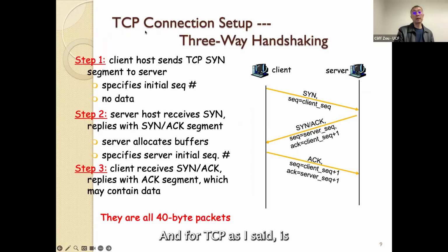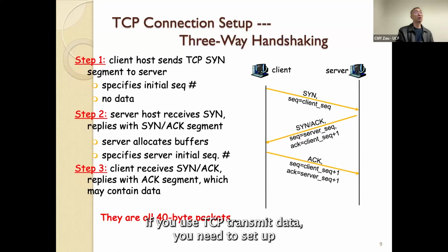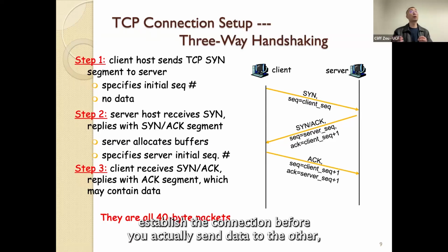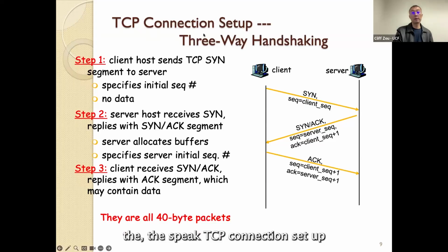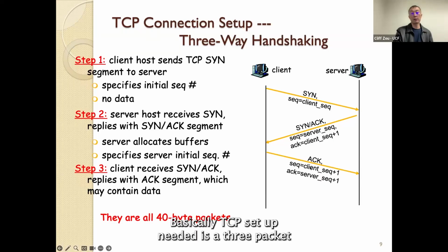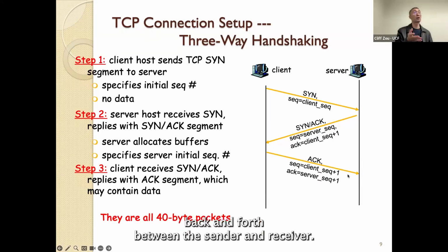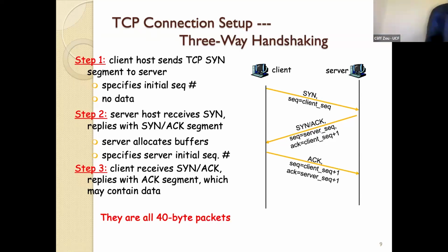And for TCP, as I said, it is a connection-oriented protocol, because if you use TCP to transmit data, you need to establish the connection before you actually send data to the other end. This TCP connection setup is usually called the three-way handshake. Basically, TCP setup needs 3 packets back and forth between the sender and receiver.